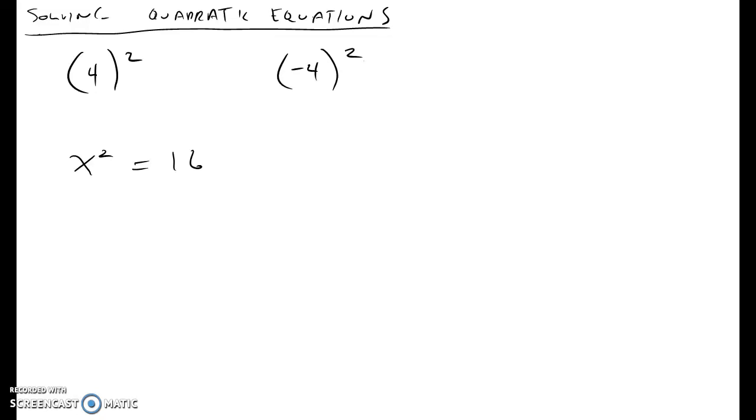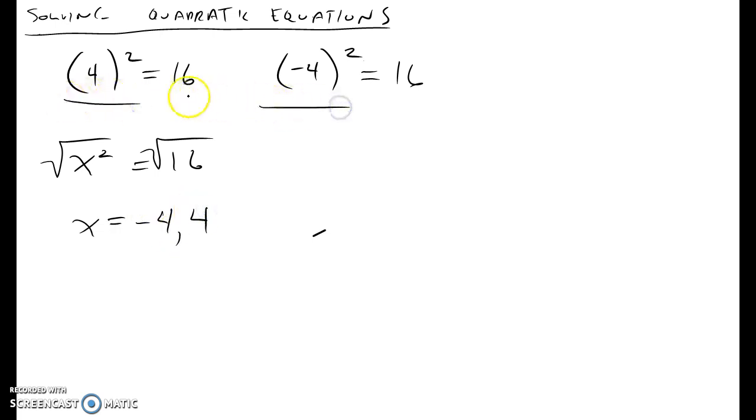When we solve quadratic equations, always remember you're going to have two solutions. Just like 4 squared is 16, negative 4 squared is 16. If we're trying to figure out what x is, and we take the square root of both sides, x is going to be both negative 4 and 4, because we're going in the reverse of these. You get the same answer when you square these two numbers.